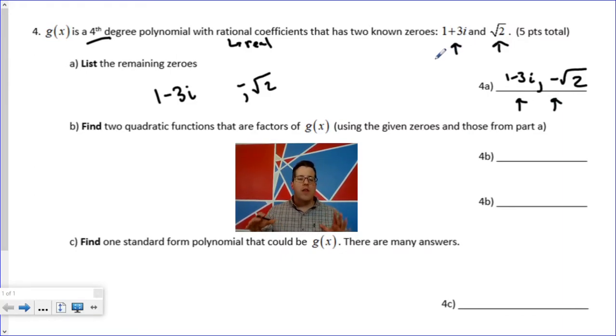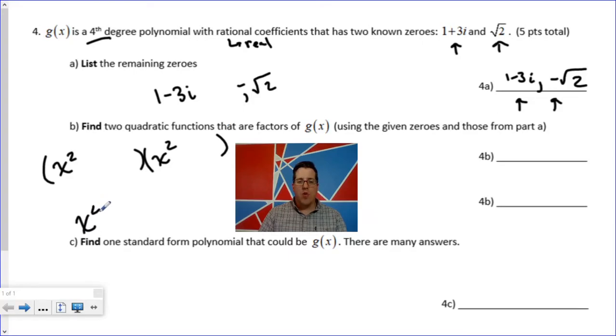Okay, now the next part: find two quadratic functions that are factors of g of x. Use the given zeros and those from part A. So basically, we need to find some x squared blah blah blah times some other x squared blah blah blah to get our x to the fourth blah blah blah, which by the way is part C. So how would we find a quadratic using this information?